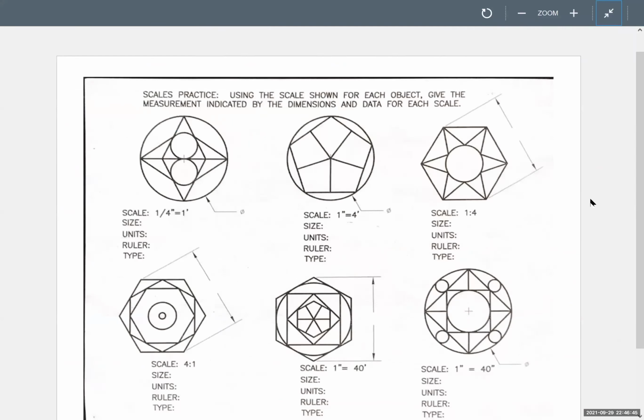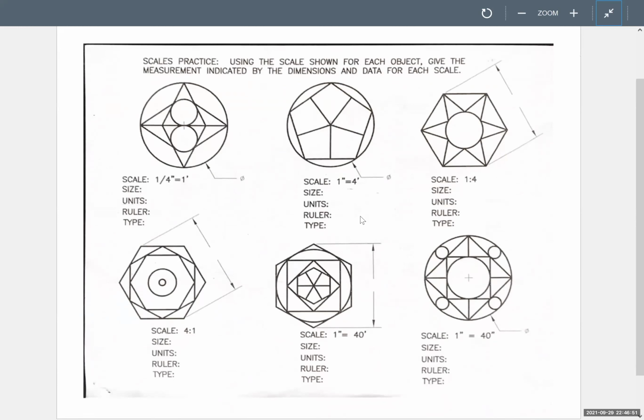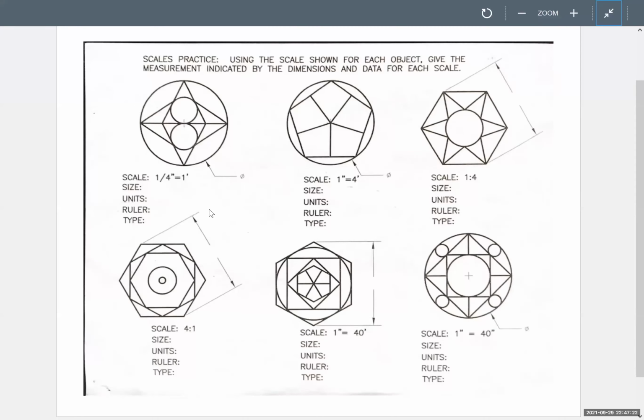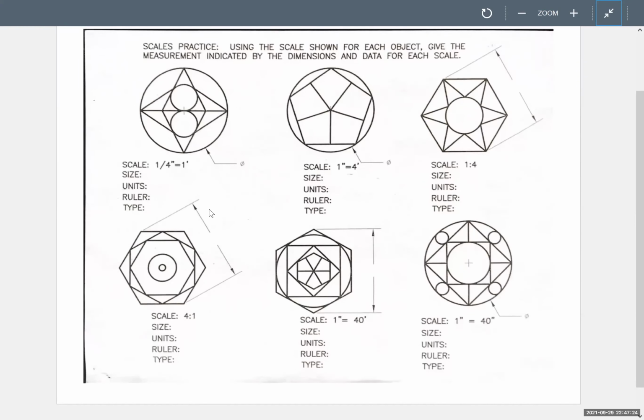Thank you. Okay, so we have 6 geometric pictures here, and you'll notice that there's a dimension for each picture, right? And a dimension here, and here, and here. So each one has a dimension, and then each one has a scale. And then under each scale, it says size. And then it says what units you're working with and what type of scale you're using, and then which ruler scale.